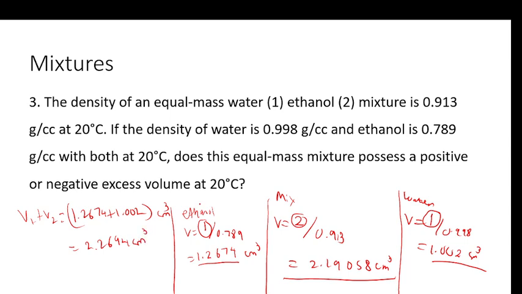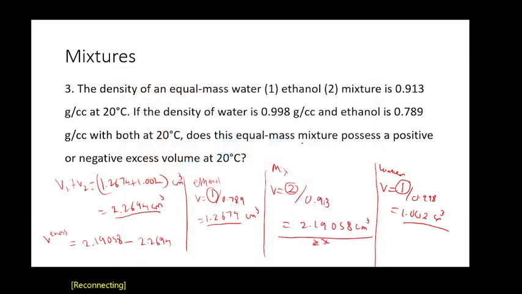So in the ideal sense, the volume of ethanol was 1.2674 and that of water was 1.002. If we mix them, ideally we should get this. But the actual volume we are getting is 2.19058. So if we want to find the excess volume, let me just use V excess here. It's going to be the real volume, that's this one here, 2.19058, minus the ideal volume, 2.2694.